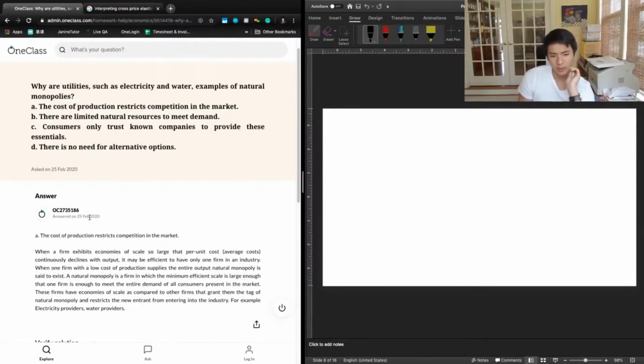Natural monopoly is a firm in which the minimum efficient scale is large enough that one firm is enough to meet the entire demand of all consumers present in the market. These firms have economies of scale as compared to other firms that grant them the tag of natural monopoly and restricts the new entrants from entering into the industry. For example, electricity providers and water providers.